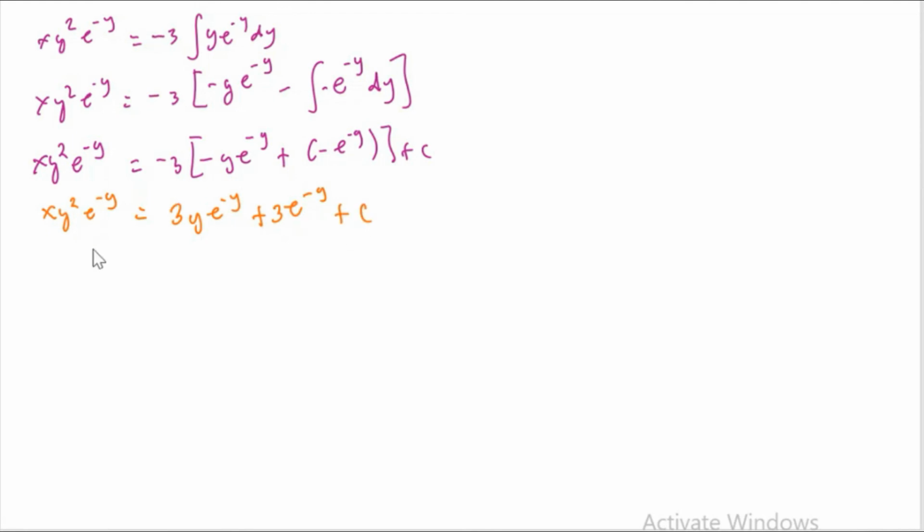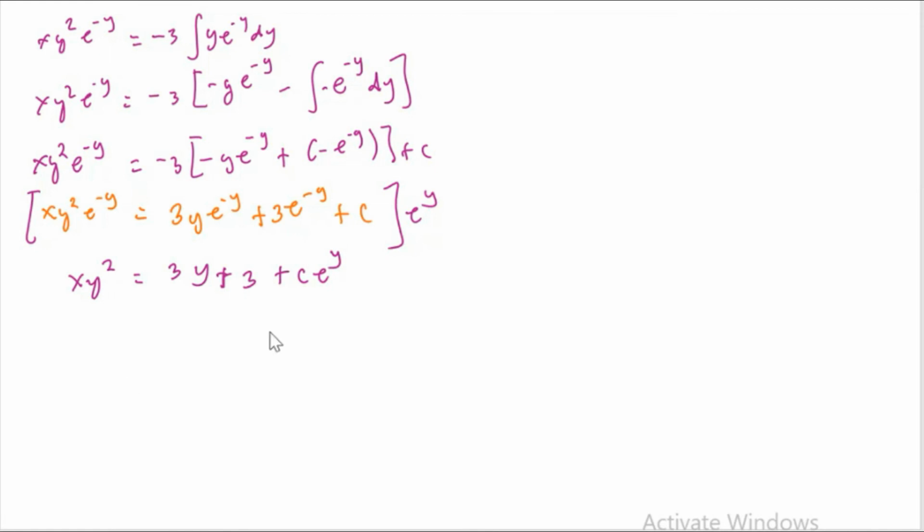Now, I'm going to divide first by e raised to negative y. Dividing the entire equation by e raised to negative y, or multiplying by e raised to y, they are just the same. Okay, so multiplying that now, we have x y squared is equal to 3y plus 3 plus c, all times e raised to y.